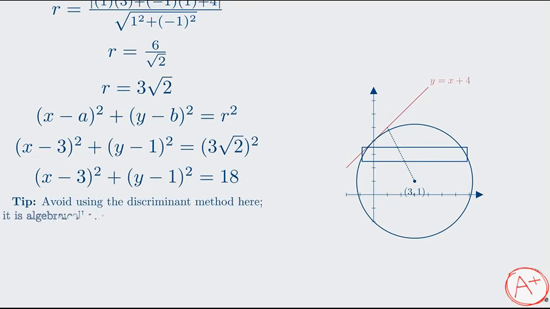This method is highly efficient. An alternative, substituting y equals x plus 4 into the circle equation and setting the discriminant to 0, is far more time-consuming and prone to algebraic errors.